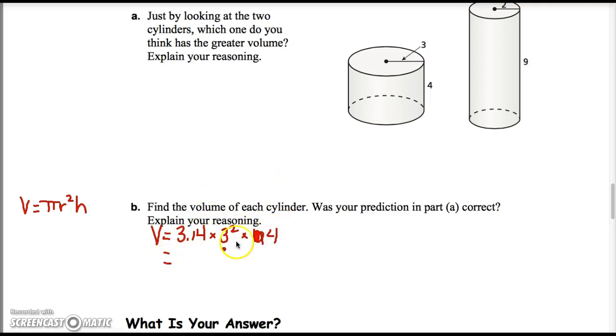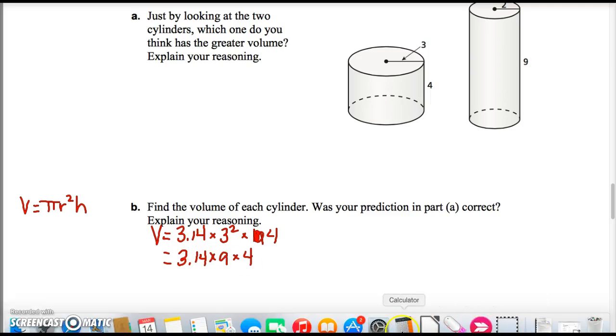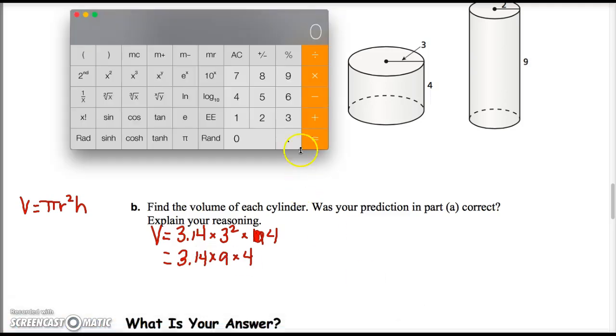Okay, and I'm going to go ahead and simplify this before I start plugging it in. 3 squared is 9. So in my calculator, I'm going to plug in 3.14 times 9 times 4.